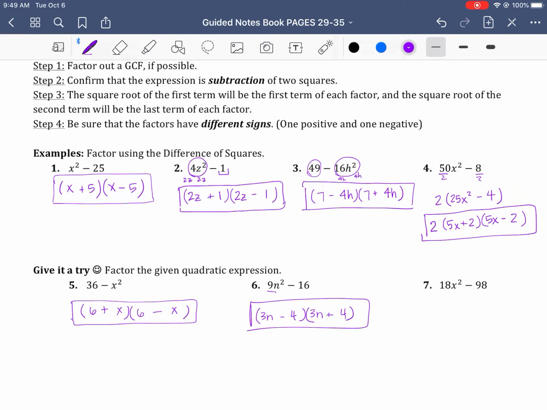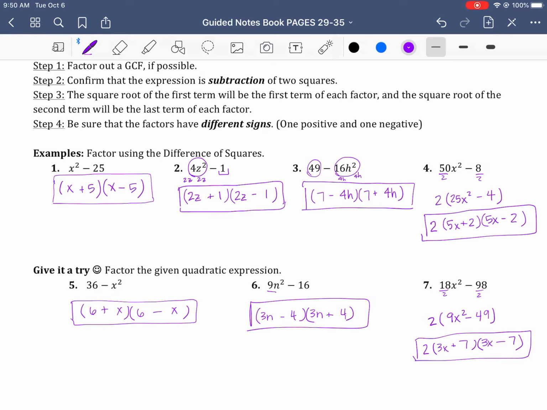Number 7, look for a greatest common factor. 18 and 98 are both divisible by 2. So if we divide this by 2, we end up getting 9x squared minus 49. And then 9 has a nice square root, and 49 does too. It has a square root of 7. So we break this up into 3x and 3x, 7 and 7, and one is positive and one is negative.